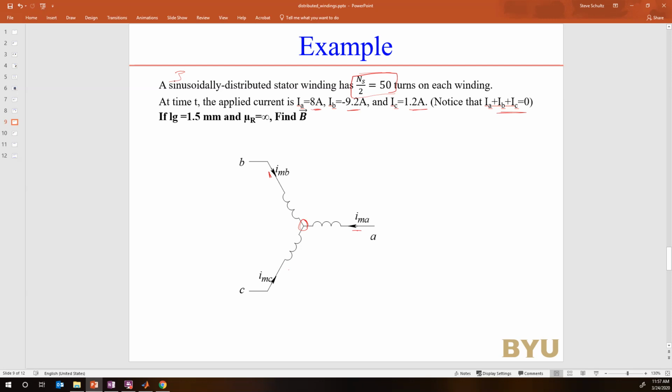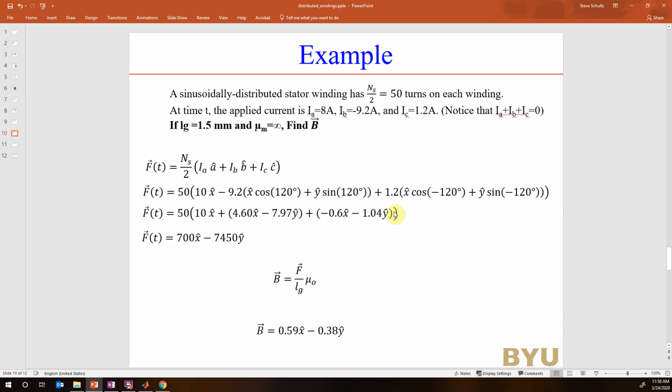We have an air gap of 1.5 millimeters. We're saying that the permeability in the metal, which is in the rotor and in the stator, is infinite, such that all of our magnetic field is going to drop across the air gap. And we're trying to find our magnetic flux density.